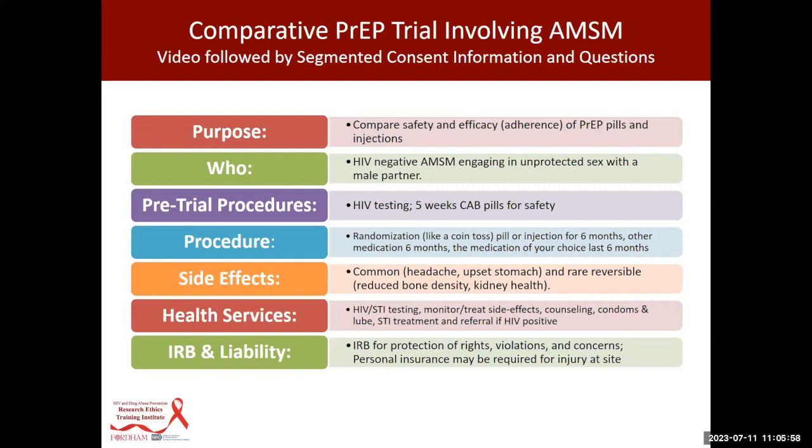Then what are the services you would be getting? During this period, you'd be getting HIV testing, monitoring, counseling, all these kinds of things. And then the IRB was there for the protection of your rights. If there was a violation or concerns, you could contact them. We also included the whole thing about personal insurance that some of the IRBs require, where the hospitals say we're not going to cover you, so we wanted to include that. I don't think I'm going to talk about that, but we had that data. Okay, so it's a pretty complicated study.